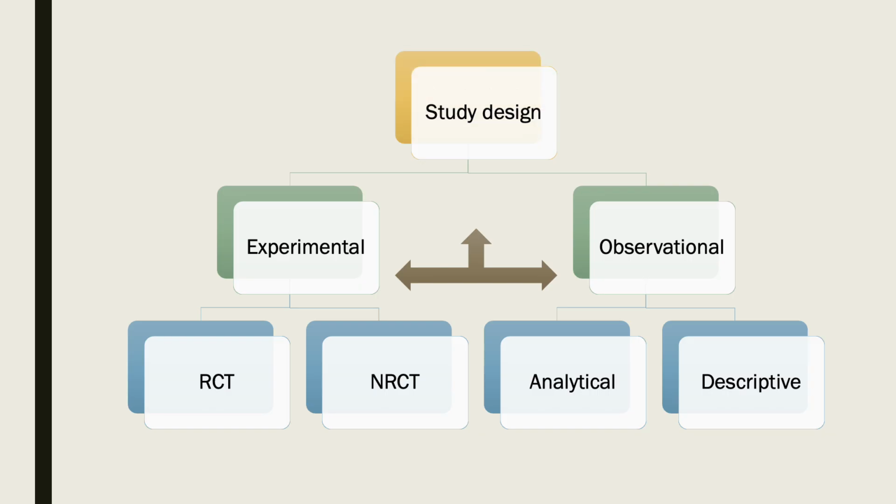Study design. We actually have two types of study design: experimental and observational. And the big crucial question to differentiate between experimental and observational is this: did the investigator assign the exposure and the outcome or not? Did the investigator assign the exposure? Did the investigator decide who took the treatment and who did not take the treatment?